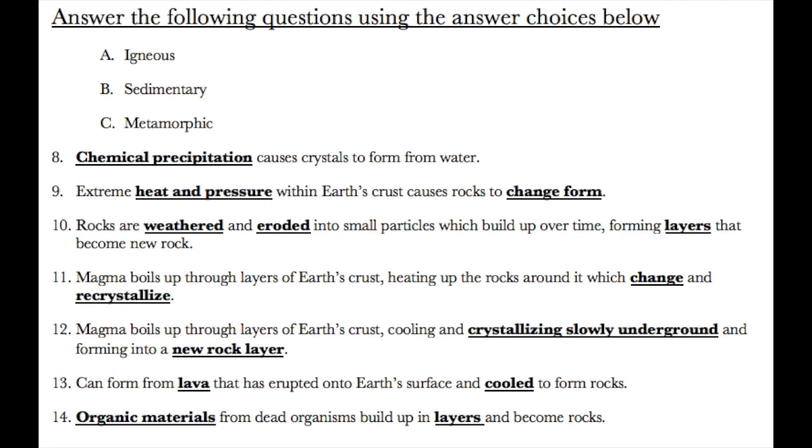10. Rocks are weathered and eroded into small particles which build up over time, forming layers that become new rock. 11. Magma boils up through layers of Earth's crust, heating up the rocks around it, which change and recrystallize. 12. Magma boils up through layers of Earth's crust, cooling and crystallizing slowly underground and forming into a new rock layer.